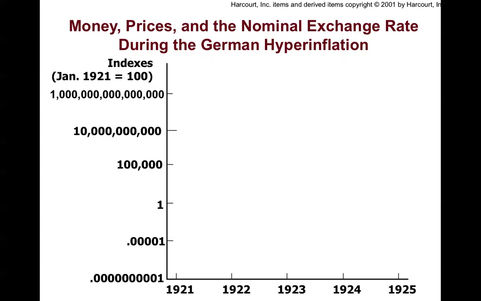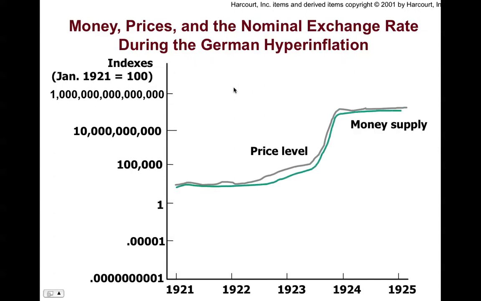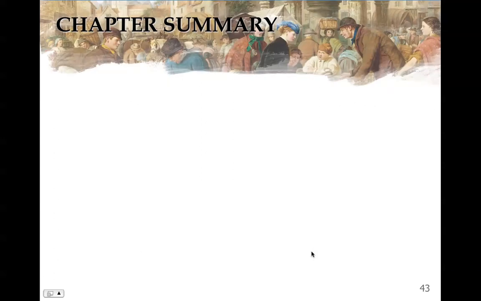Now, this is an example of what happened in the German hyperinflation. The German price level went up dramatically, and between 1921 and 1925, inflation went up from maybe 10% to somewhere in the neighborhood of 10 million percent. The money supply went up exceedingly, and the exchange rate depreciated dramatically because of the increase in the price level.